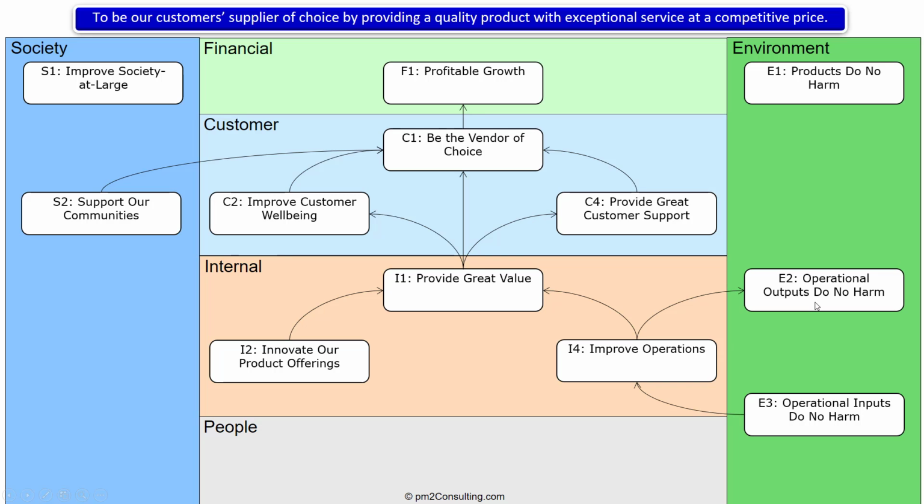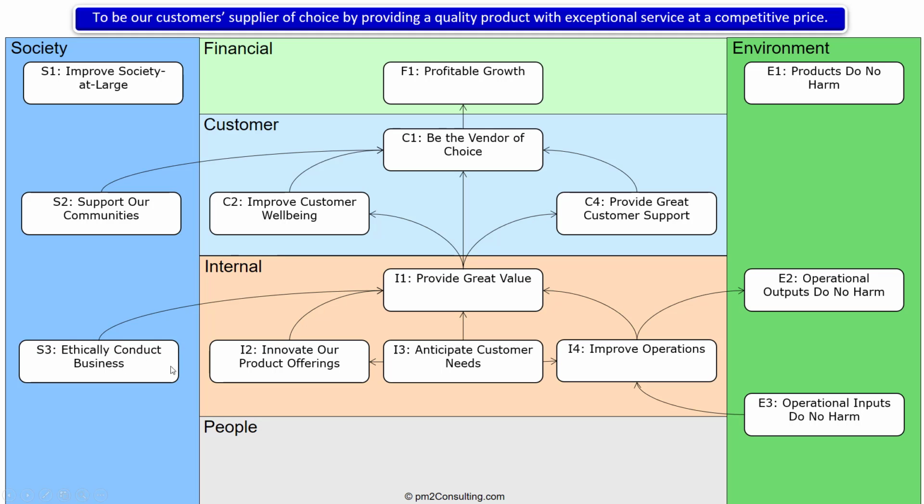The third element is understanding and anticipating our customer needs. And if we anticipate our customer needs, that will help us innovate our products. It will help us provide great value and will guide us towards where we need to improve our operations within these other two constraints. And then finally, we need to make sure in a broader societal sense that we are ethically conducting our business. And if we do that in our internal operations, that will help us provide great value.